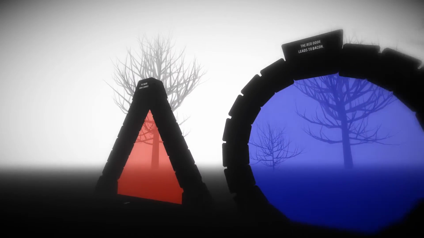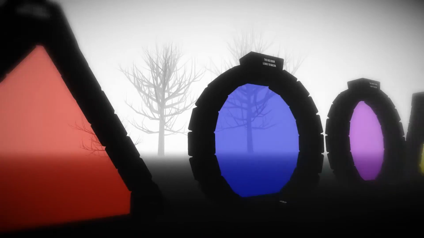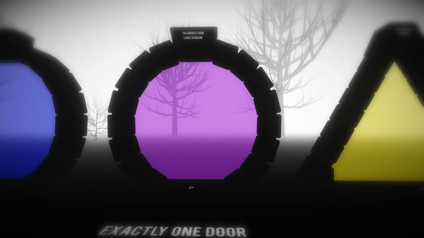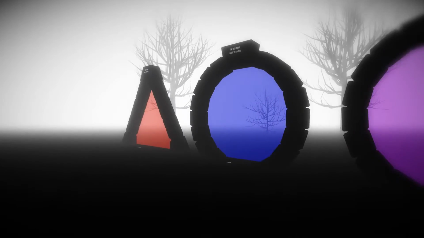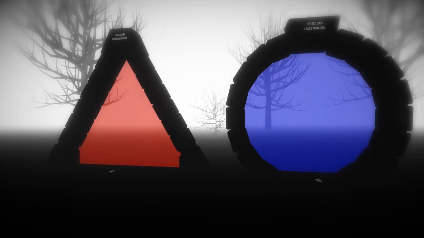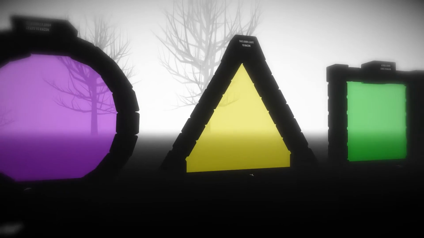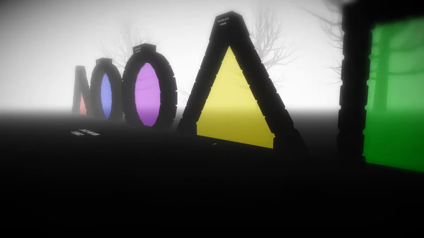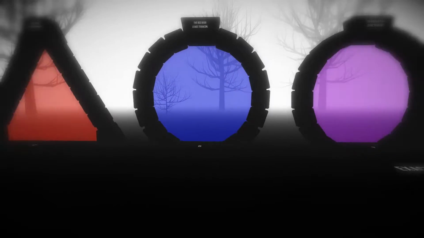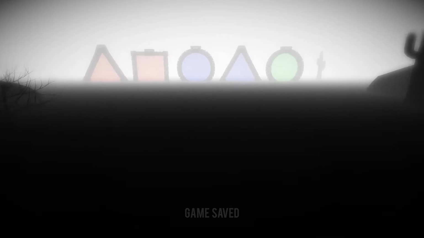Exactly one door is correct. So if red is right, the square door is correct. That can't be true. The red door leads to bacon. That could be true. The correct door leads to bacon. That's false. Square door is correct is false. So blue could be true so far. This door leads to bacon would be false. Circle door leads to bacon. The red door leads to bacon would be false. So the red door leads to bacon. Yeah, that was easy.